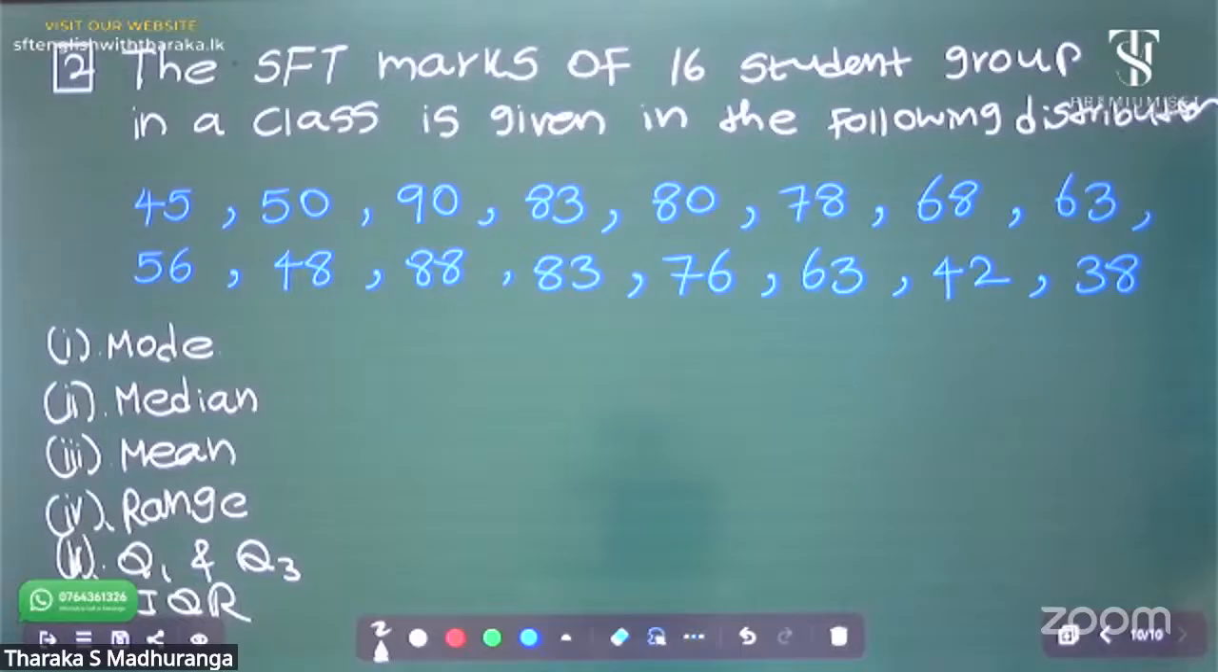Now the question doesn't say how to convert into ascending order, no information is given. You should know that if it is a simple frequency distribution, your first step should be to prepare it in ascending order. Now there are 16 data values because there are 16 students in the class.